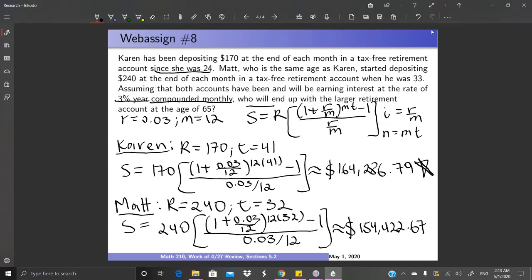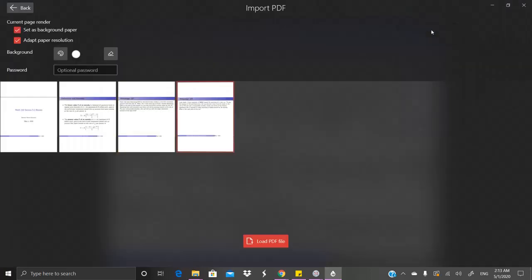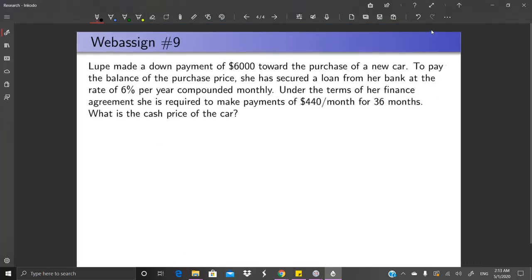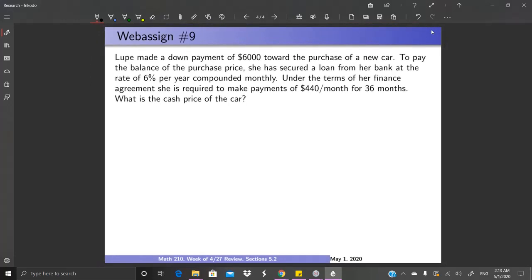So that's an example of using this future value formula. Let's get an example using a present value formula. So our next example is this one over here. Lupe made a down payment of $6,000 towards the purchase of a new car. Whenever you see down payment, just know that whatever you calculate, you have to add that amount to it. Just keep that in mind.